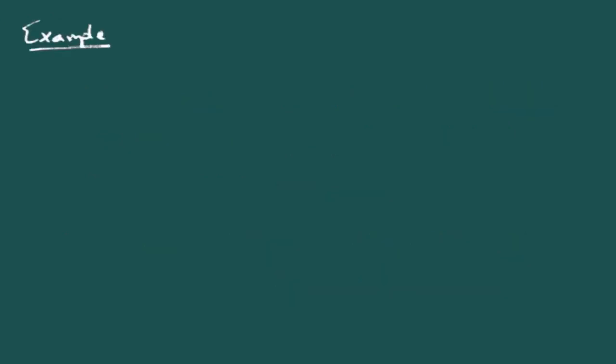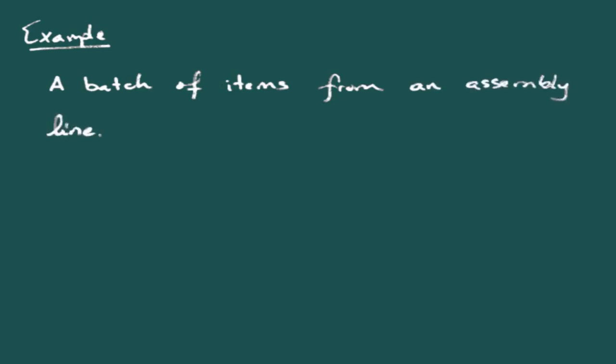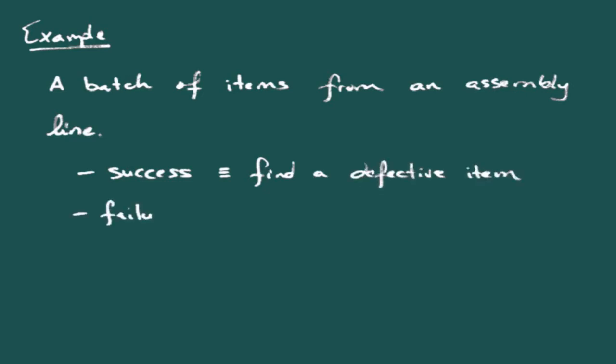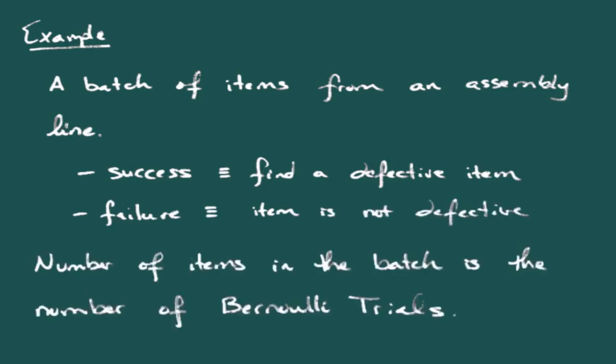Another example might be a batch of items that we get from an assembly line. In that case, success might be that we actually find a defective item. A failure might be that the item is not defective. So somebody in quality control might be interested in how many items can we expect to be defective in a certain batch size? So the number of items in the batch is going to be the number of Bernoulli trials, and the trial just asks does the part work or does the part not work.